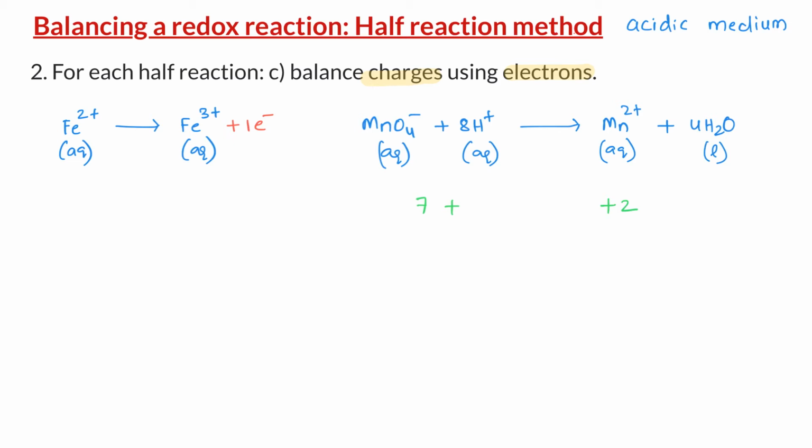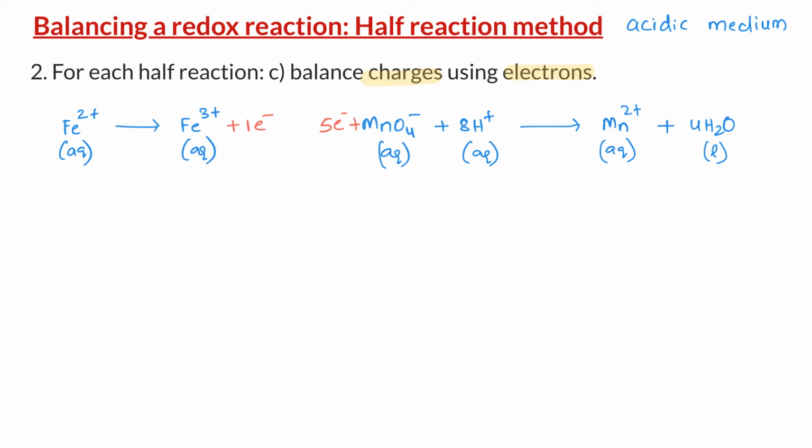So, we have 7 positive charges on the reactant side and 2 positive charges on the product side. We need to add electrons to reduce the positive charges on the reactant side. And we need to add 5 electrons to balance the positive charges on both sides. So, we have balanced all the atoms and charges for both the half reactions.